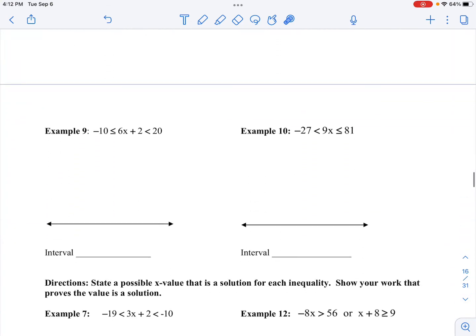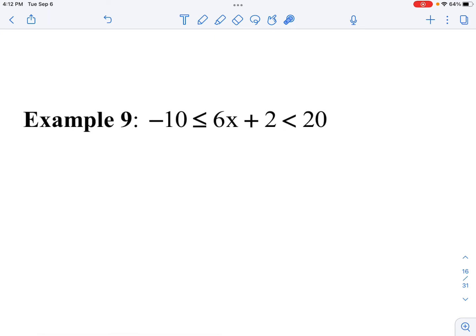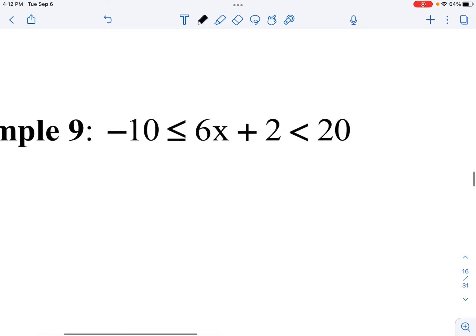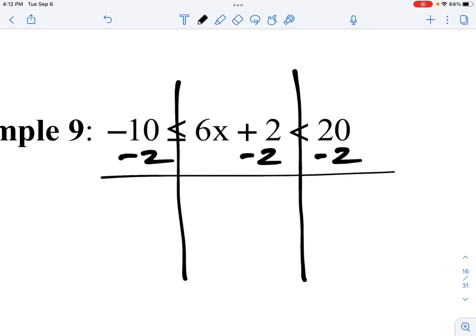Let me just do a couple more, and then we will try some in class together. Let's look at this one. This one looks a little bit different because we have two different inequalities. I'm just going to leave it all smushed together, and I'm going to have two different sections that I'm working on. I want to get the x by itself, so I'm going to first start by subtracting 2 from everywhere. Since we have two different kind of equal bars, I'm going to leave them all together. I just have 6x in the middle because the 2's are gone. I'm going to leave this symbol exactly the same, and I'm going to leave this symbol exactly the same.